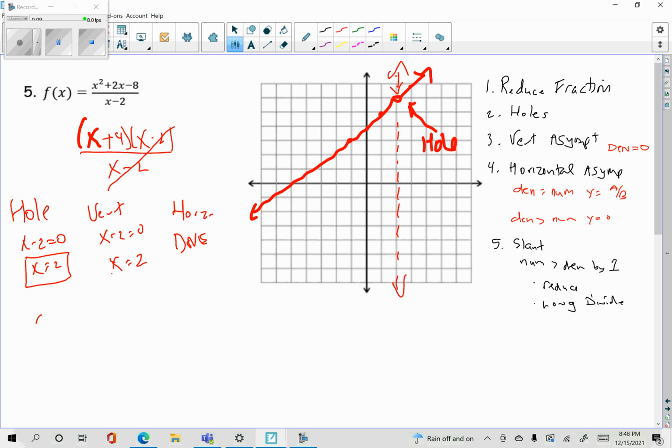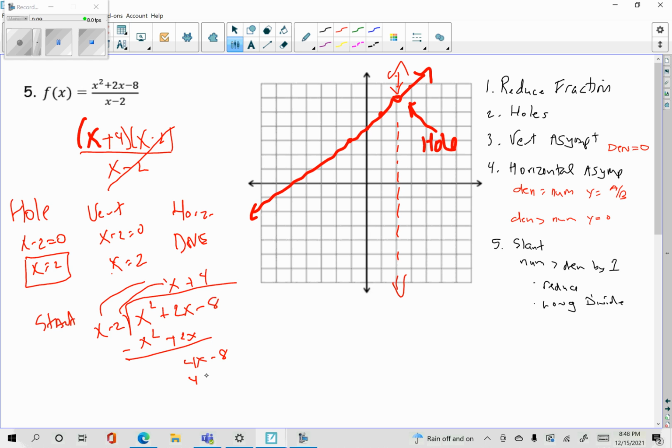There is a slant because the top degree, which is your highest exponent, is larger than the bottom. So we do a division. What times x is x squared? So x, then you distribute to both of them, minus 2. You change the signs, add 4x minus 8. What times x is that? 4x, so plus 4. Change the sign, 0. So this quotient is actually your slant.